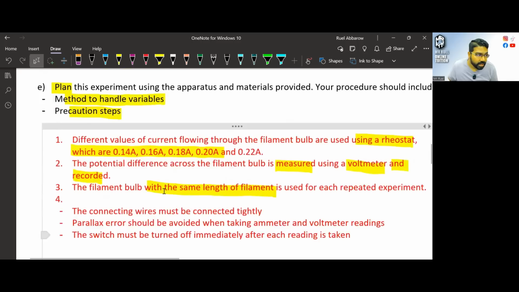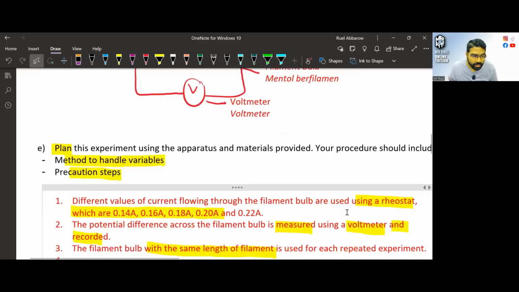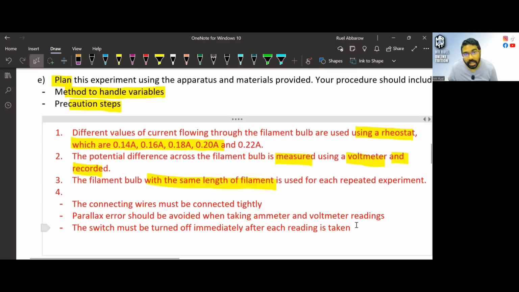So for this particular bulb experiment, I wouldn't use this. I would stick to this: connecting wires must be connected tightly. That's good enough. This is the precaution. So that's it. This is your procedure, 1, 2, 3, 4. Finish. Of course, you don't write like this. Please don't write like this. I've given you a few options, that's why I put it like that. Don't worry about unguided. 3 or 4 marks. Finish.